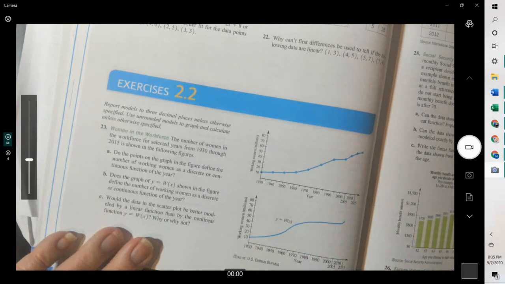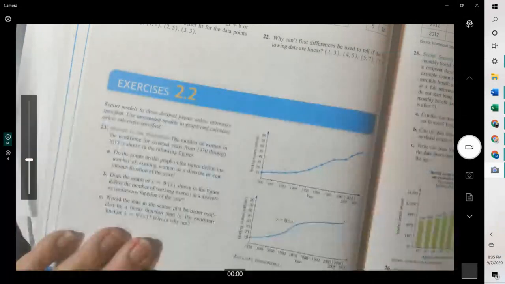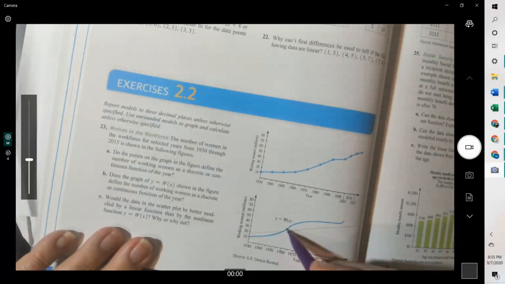Would the data of the scatter plot be better modeled by a linear function? Definitely not, because if we go to draw a straight line through here, the data's just not going in that type of direction. Notice if we have our point here, this is kind of a cubic function.